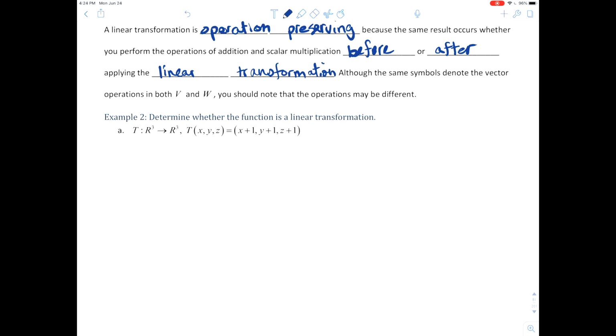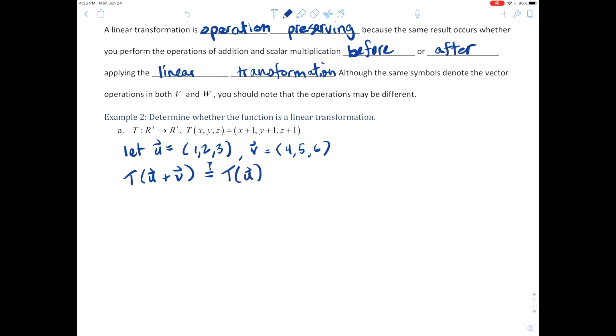So this is what we do. I'm going to let u equal 1, 2, 3, and really original, v could equal 4, 5, 6. So that means I'm going to provide a counterexample because I don't think it's going to work. So if we set up this equation, T at the sum u plus v, we want to know, is this equal to applying the linear transformation to u and then adding to that the transformation applied to v?